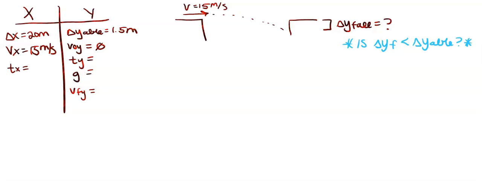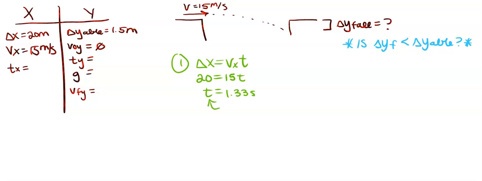So if the delta y able is greater than that value, that means that she's totally able to haul herself up on the other side. But if the fall is greater, then she's not going to make it. So to find this, we need to figure out how much time it takes to travel that 20 meters. We use our delta x equation, which is delta x equals vxt, so 20 is 15t. Solving for time, we get that our time is 1.33 seconds. We can reduce that down to 4/3.